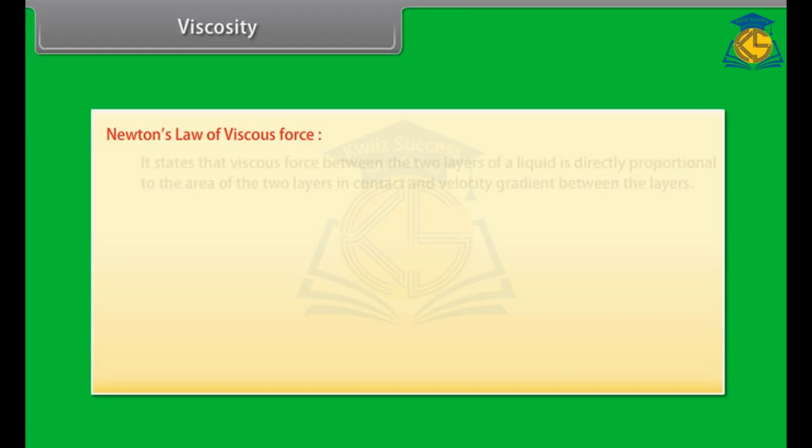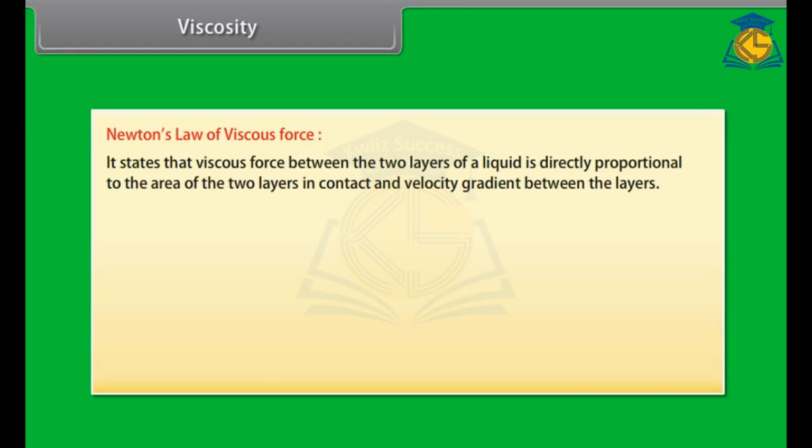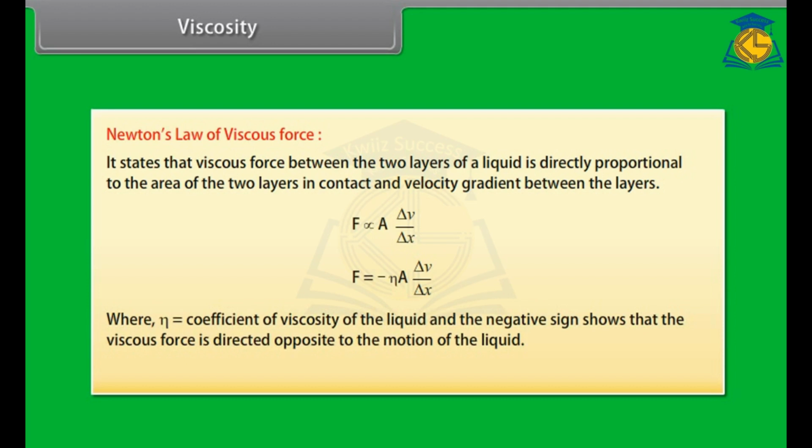Newton's law of viscous force states that the viscous force between two layers of a liquid is directly proportional to the area of the two layers in contact and the velocity gradient between the layers. F is directly proportional to A times delta v upon delta x. This equation can be written as F = −η A delta v upon delta x, where eta is the coefficient of viscosity of the liquid, and the negative sign shows that the viscous force is directed opposite to the motion of the liquid. Its dimensional formula is M L^−1 T^−1.